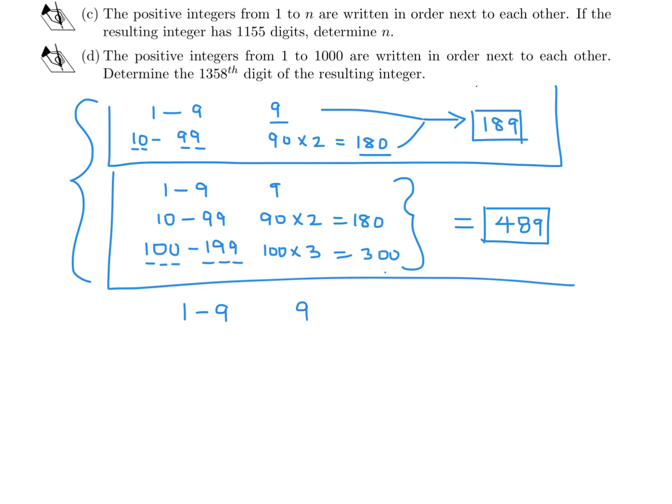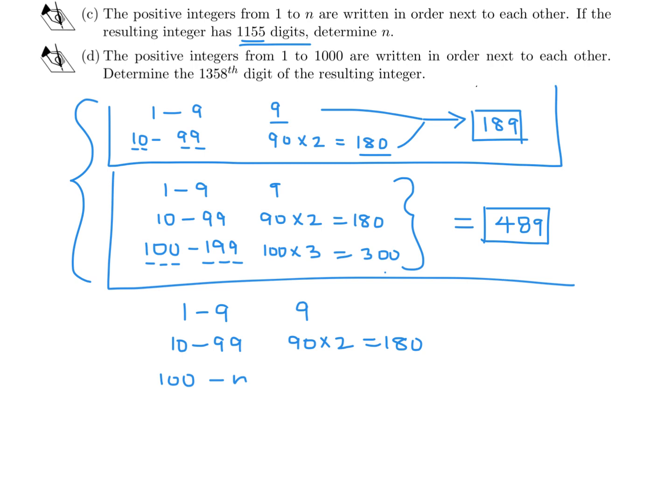that's 9 digits. Now we have to go up to that many, so that's a lot. So let's just keep going here. From 10 to 99, that is 90 times 2 digits, which is 180. So far we have 189, but we have to get up to 1155. So I think we could probably get up there with 3-digit numbers. So from 100 to n, I'm pretty sure n will be a 3-digit number.